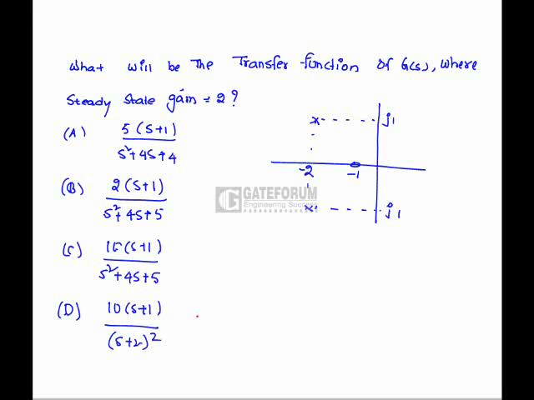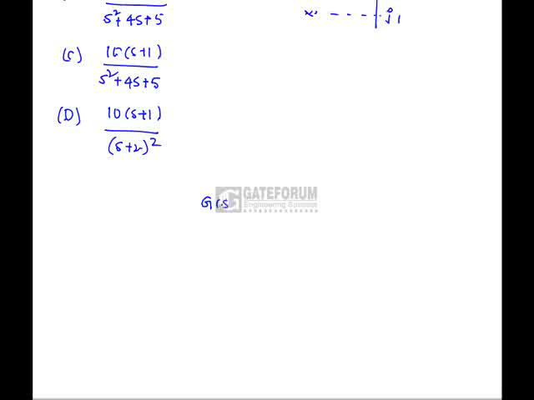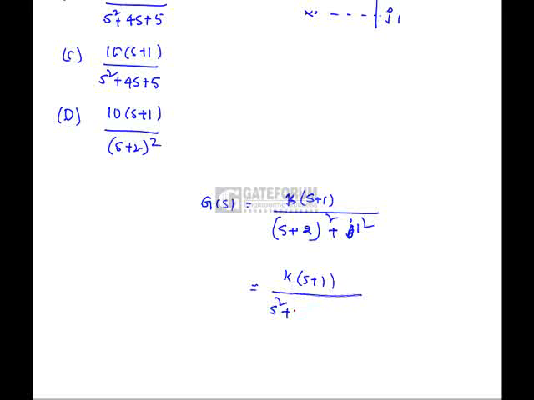Steady state gain equals 2. Here we can write from the pole-zero plot the transfer function as s plus 1 in the numerator, and the steady state gain is K. Here, s plus 2 whole square plus j1, this is 1 square. So G(s) is K times (s plus 1) divided by (s square plus 4s plus 5).